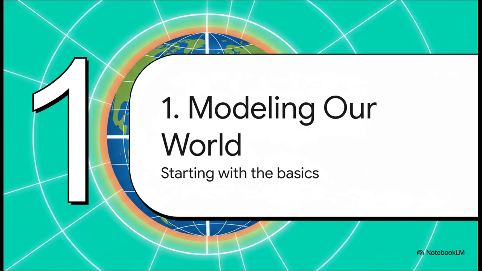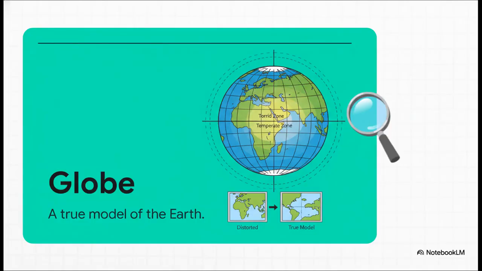Okay, first things first. If you want to draw a map of the entire world, you kind of need a model of it to start with, right? And the absolute best, most accurate one we've got is the globe. And that phrase, true model, is super important. Why? Well, because our planet is a sphere, not a flat piece of paper. So a globe, which is also a sphere, is pretty much the only way to show everything in its proper shape and size without stretching or squishing things, you know?